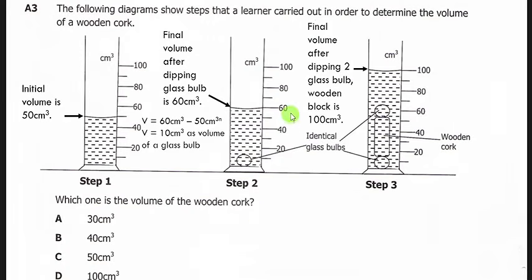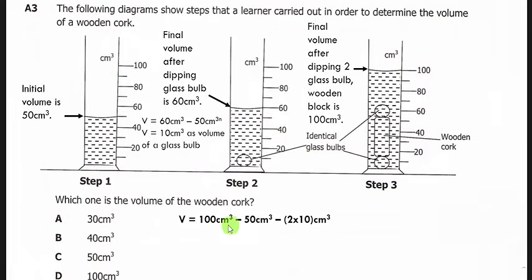So you see that our final volume after dipping the glass bulb and the wooden cork is 100 cubic centimeters. Now for us to know the volume of the cork, we need to use this. The water is at 100, then you subtract 50. You remove 50 first, which was the original volume.